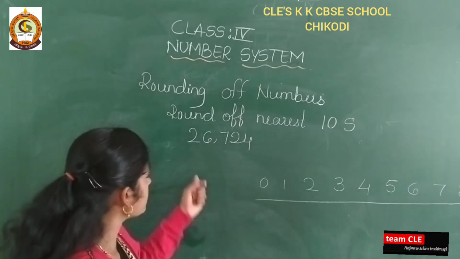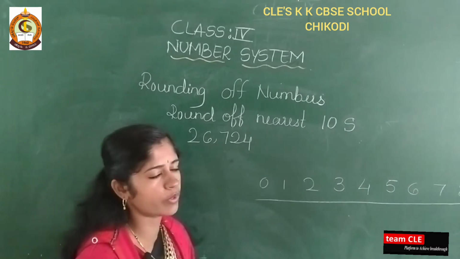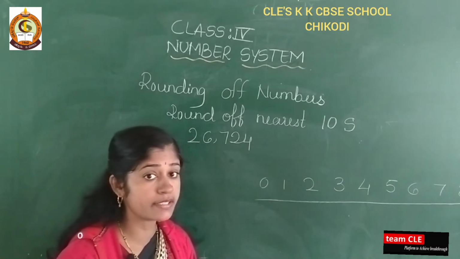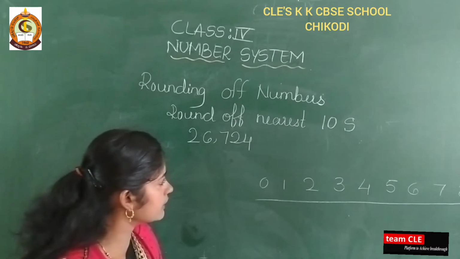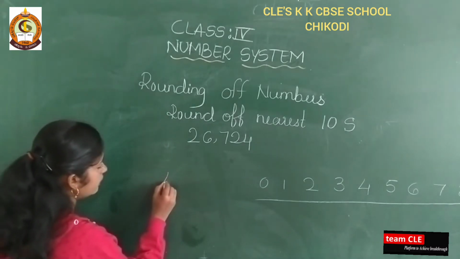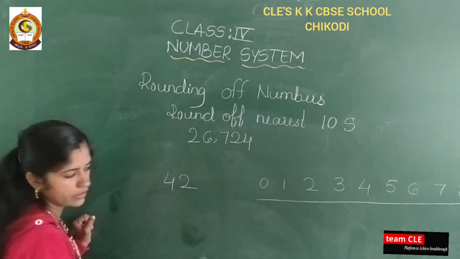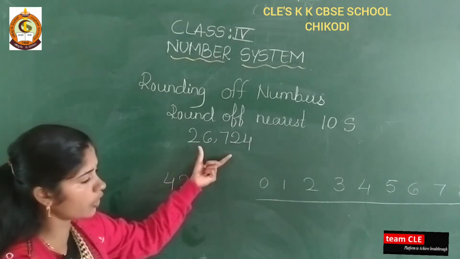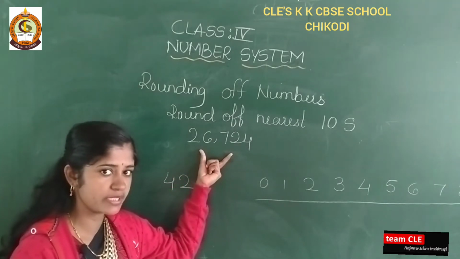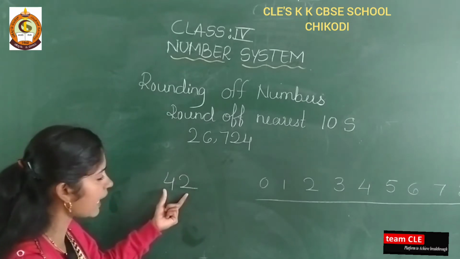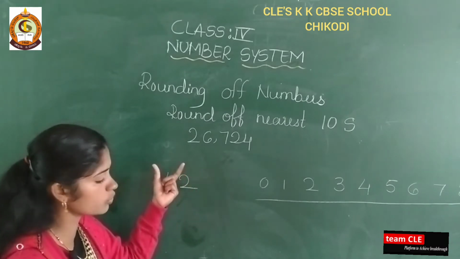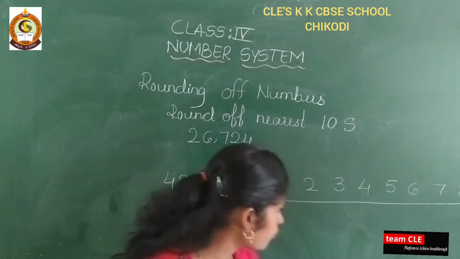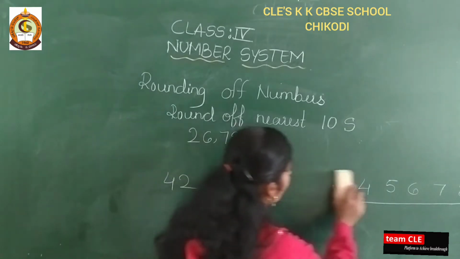Here we have 26,724. We are telling it's a rough calculation. Let us take one small example. For example, 42. Already you know we are discussing 5 and 6 digit numbers, but let us start with 2 digit numbers. You will come to know very easily how to round off the number. For that you need to know one trick.